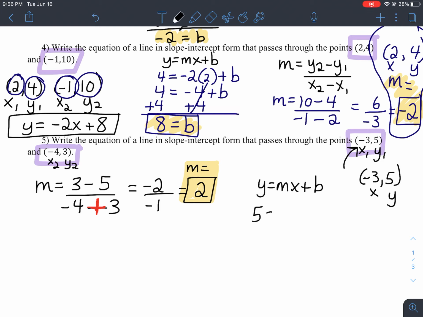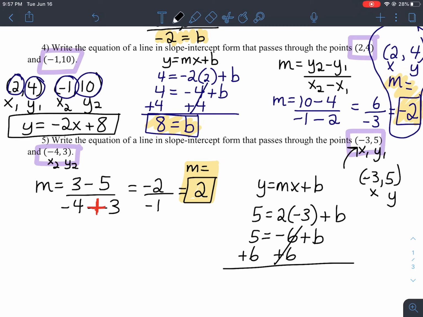So if we plug that into our formula, y is 5, m we just found was 2, x is -3, and we don't know what b is. That's what we're trying to solve for. That's our y-intercept. So now simplifying this, 2 times -3 is -6, and solve the one-step equation by getting b by itself. So add 6 to both sides. 5 plus 6 is 11, so therefore b equals 11.